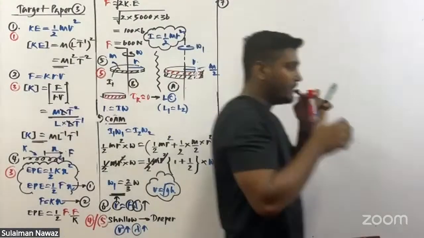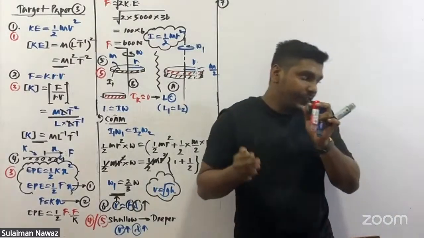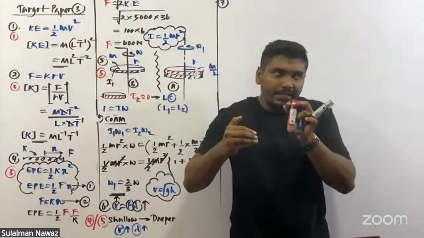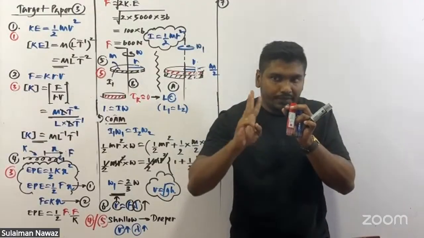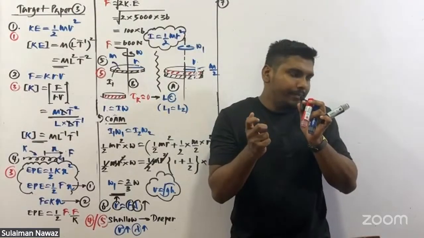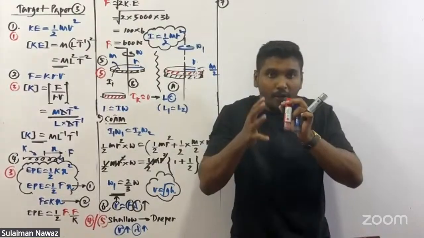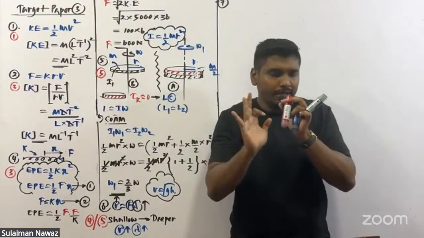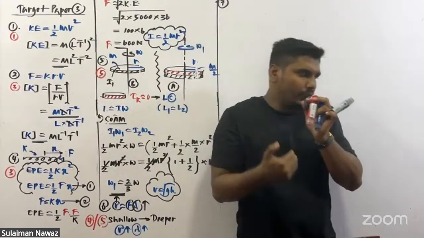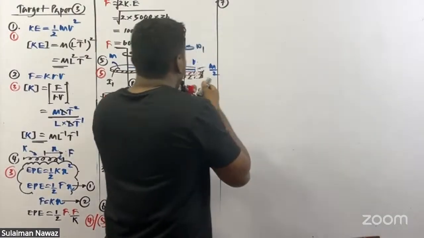Next story. An object is in equilibrium under the influence of three forces, always acting in the same plane. There are three coplanar forces acting on an object, and that object is in equilibrium. They are telling us always. They have given 4 statements.